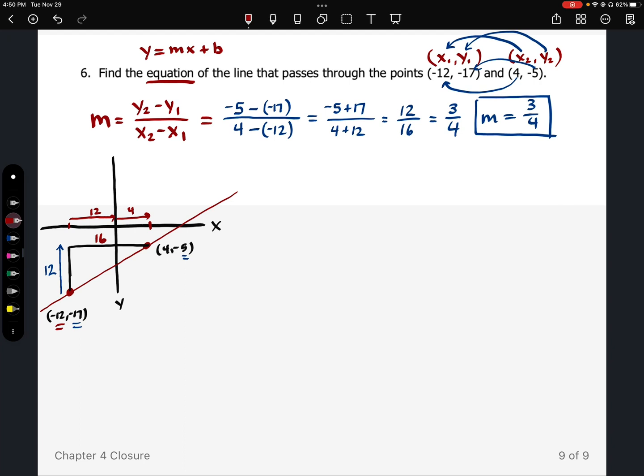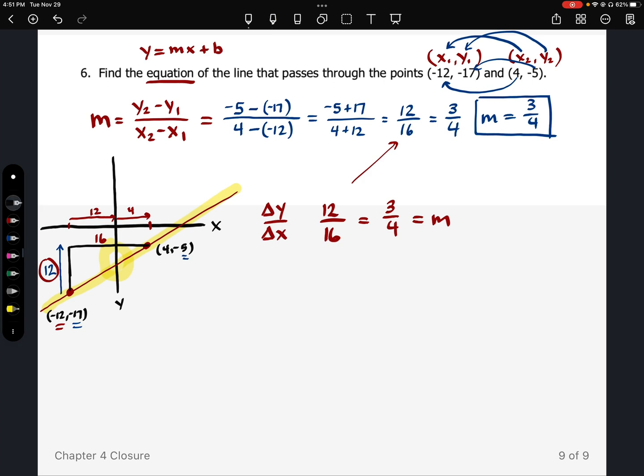And then when we think about our change in y over our change in x, we've got a +12 over a +16, which also is the same as what we had above. That equals 3/4. So since that is m, we still need to figure out what our b value is, or what our y-intercept is going to be. Looking at the drawing we did here, we know that the answer should be a negative number because we are below the x-axis right here when we cross over the y-axis.